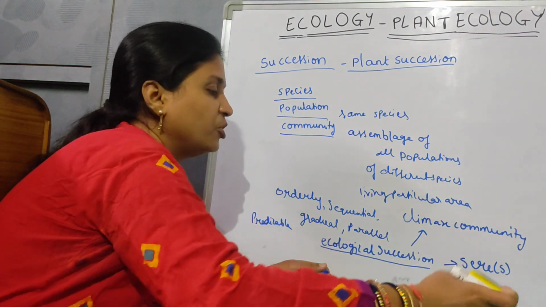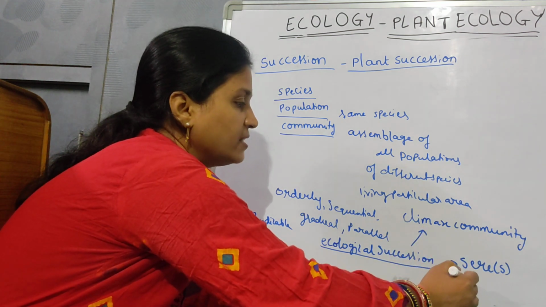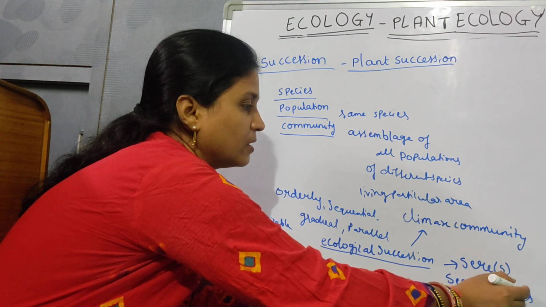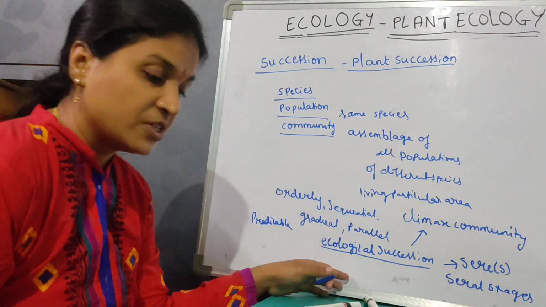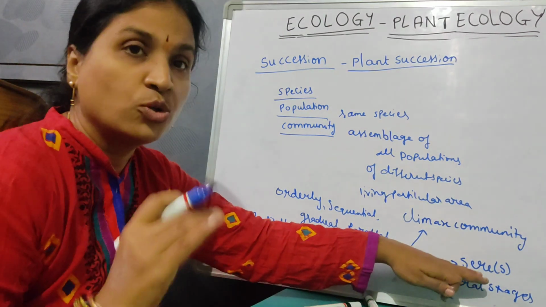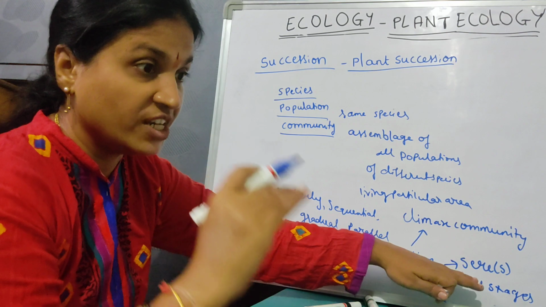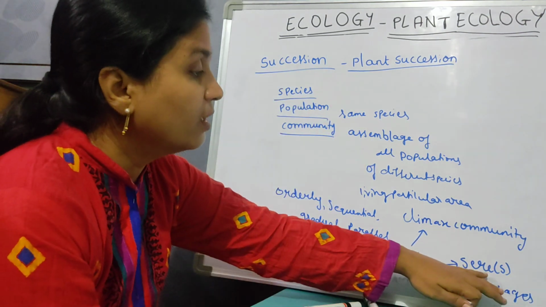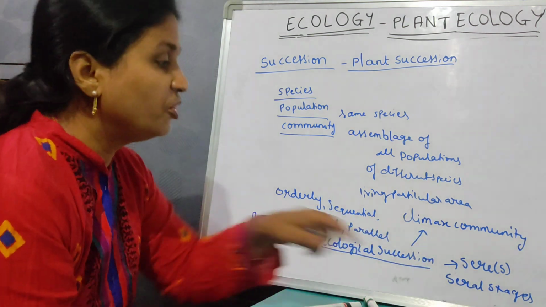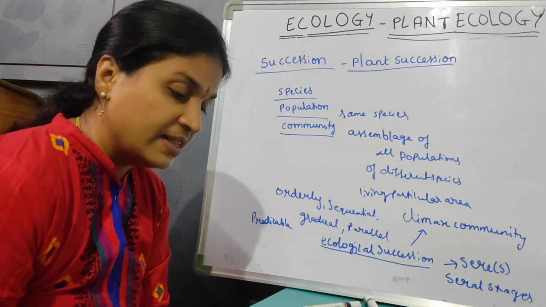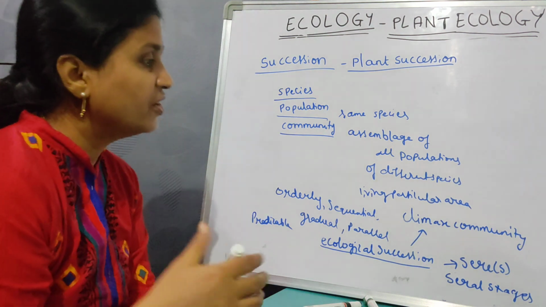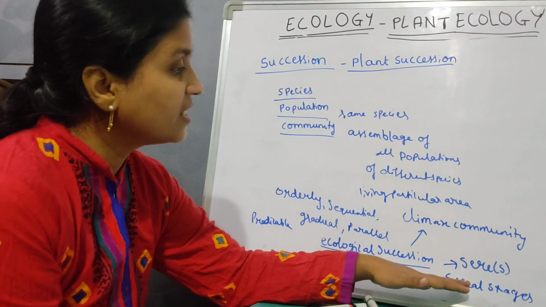The individual communities in ecological succession are called serial stages. So the entire sequence of communities that successively change, those individual steps, are called seres, and the individual community is called a serial stage. Then what happens in the serial stages?